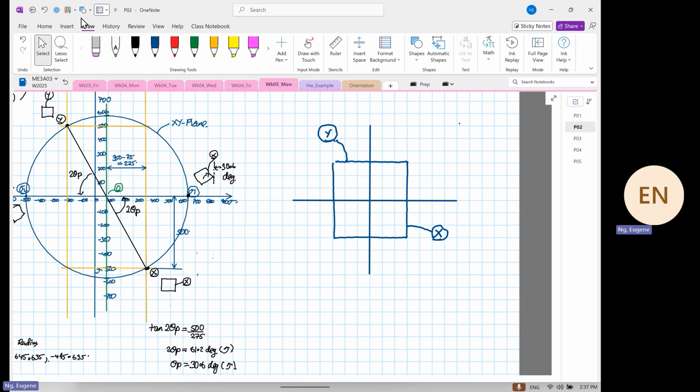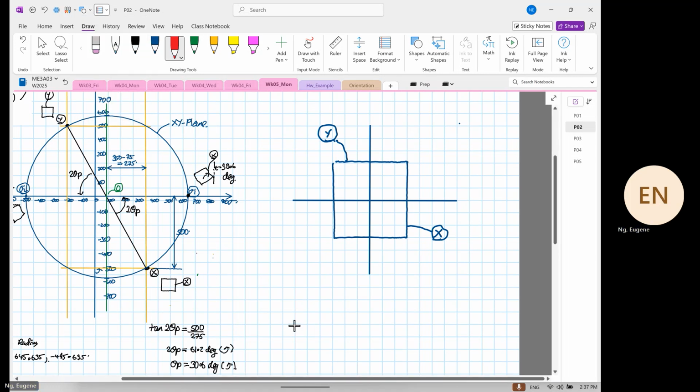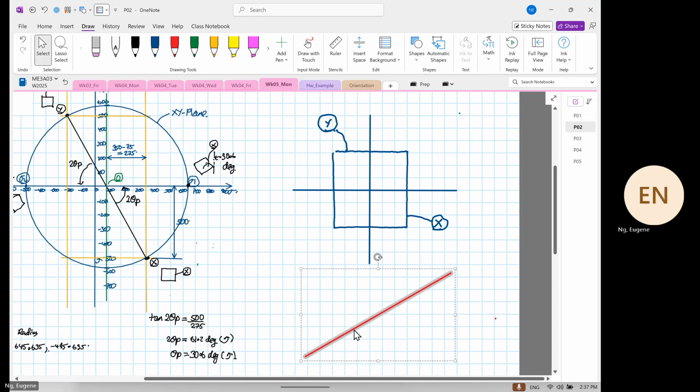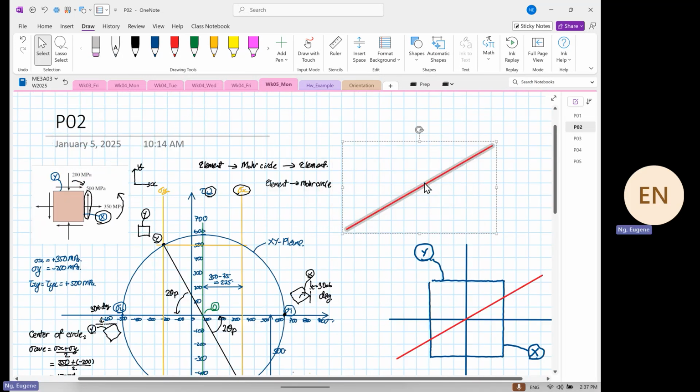I don't know whether I can do this. I'll try. Hold on. I'm going to use a different color now. Okay. And then I'm going to rotate this by 30.6 degrees, or 30 degrees, I cannot get a 0.6. So the red is the axis that's rotated by 30.6 degrees. And if I rotate this by 90 degrees, we're good to go.